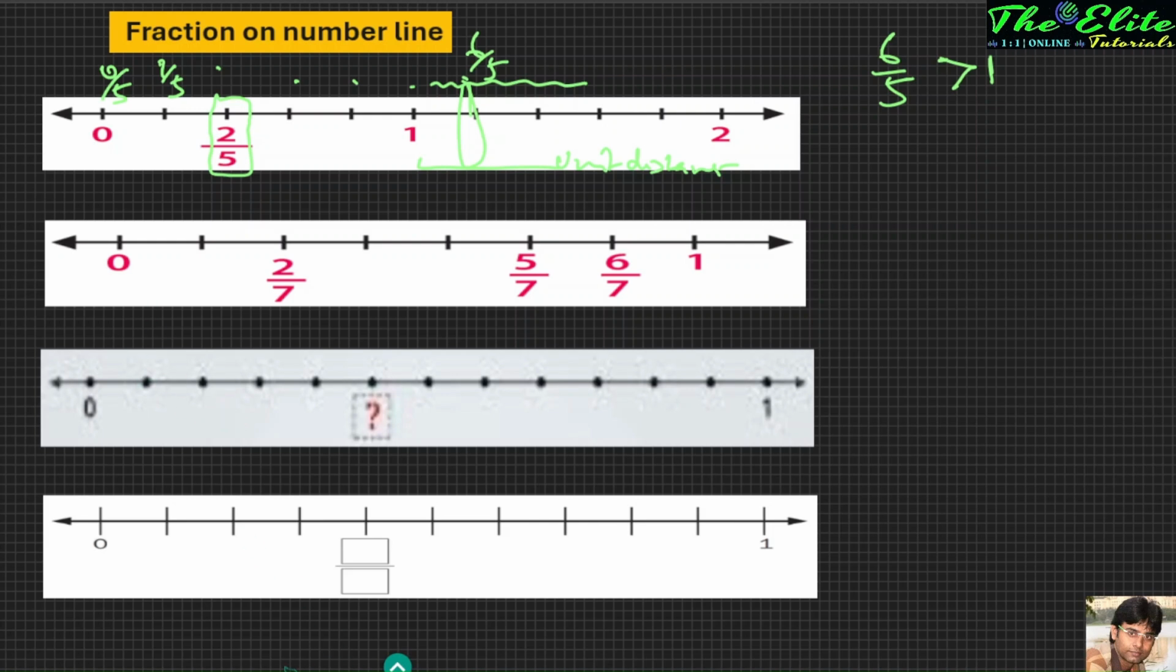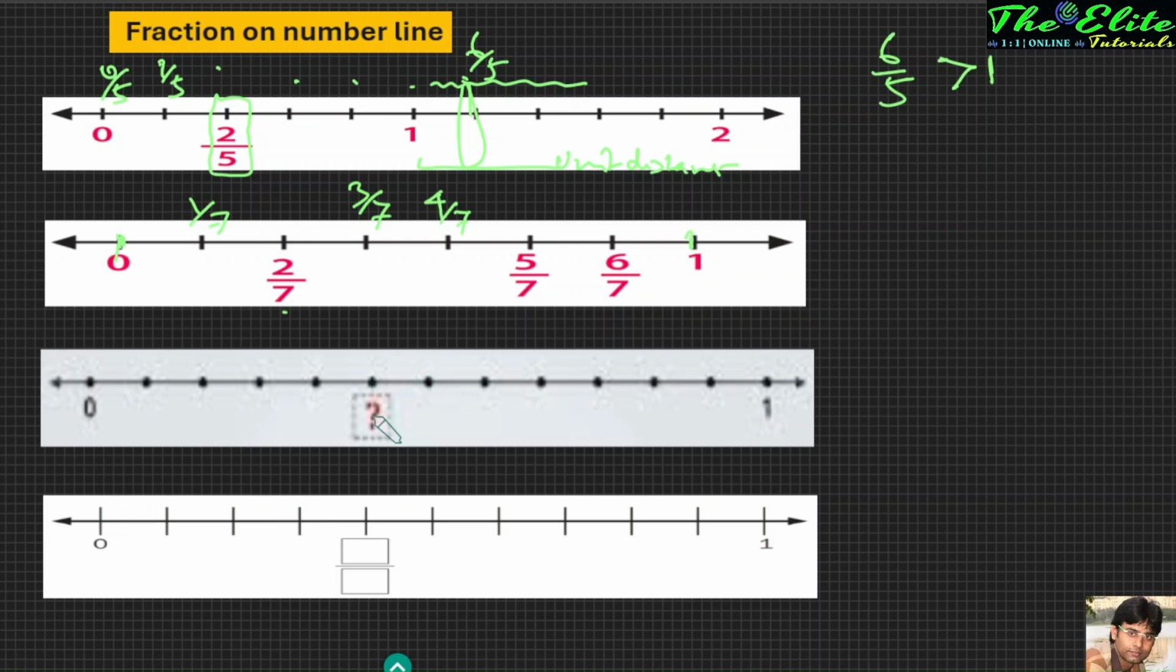Okay. So now here you can see that the unit distance has been divided into how many parts? 7 equal parts. Here from 0 to 1, this unit distance has been divided into 7 equal parts. So finding the fractions which are less than 1 is very easy, whose denominator will be 7. For example, here it is 3 by 7. See, 4 by 7, 1 by 7.